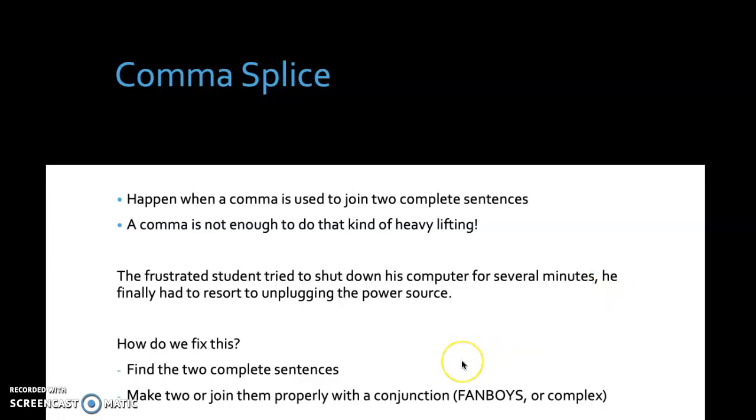For example, the frustrated student tried to shut down his computer for several minutes. He finally had to resort to unplugging the power source. You can think of commas almost like pauses. It's a fairly brief pause, and you need a bigger pause between complete sentences in order just to take a breath. So here, between these two complete sentences, ideally, you're going to put a period, or you can also use a colon or a semicolon as well. We'll learn more about those as the course progresses. So for now, we'll just use a period.